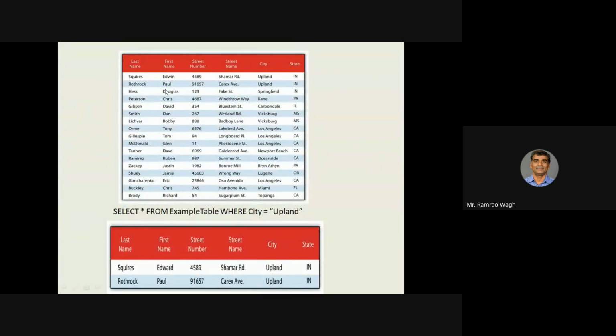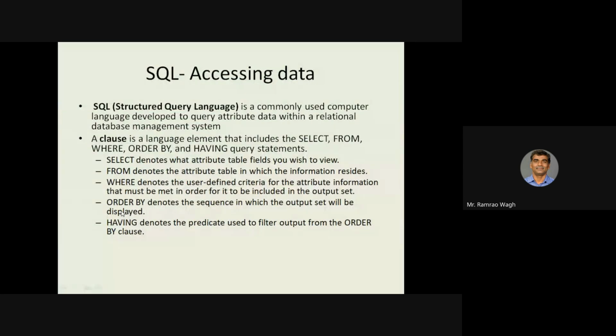Let's say this is data in a table. This is non-spatial data, just to understand the table. You have last name, first name, street number, street name, city. These are all non-spatial data. How do I extract information? Suppose I want all the people who are staying in a city called Upland. So I use these clauses I told you about, select, from, where, and two of them are mandatory, select and from.